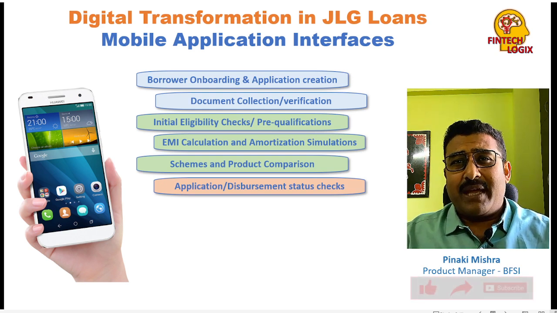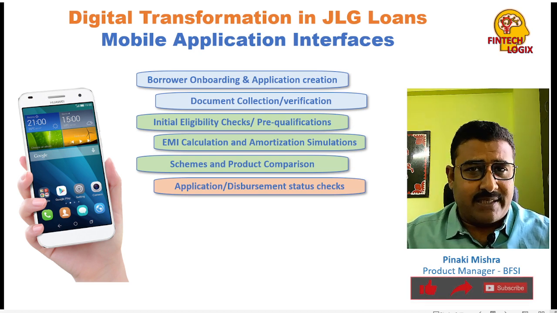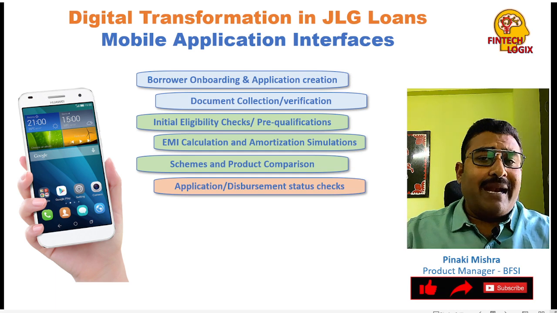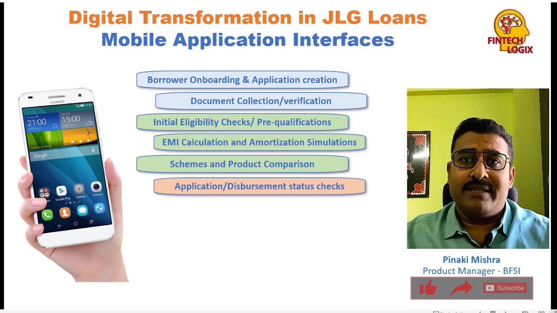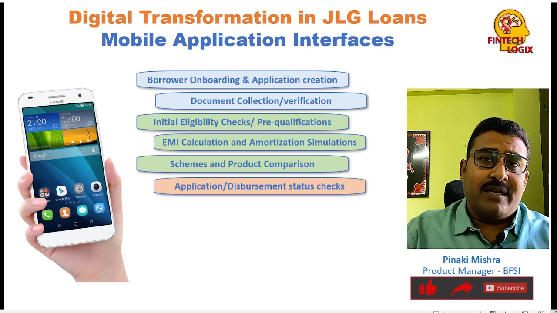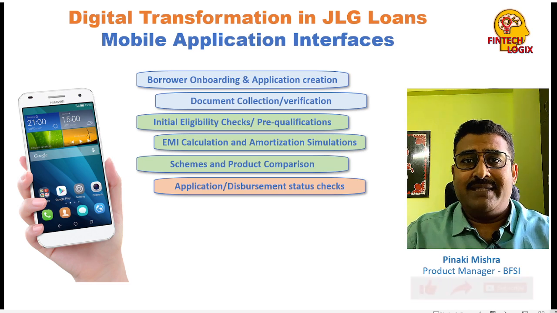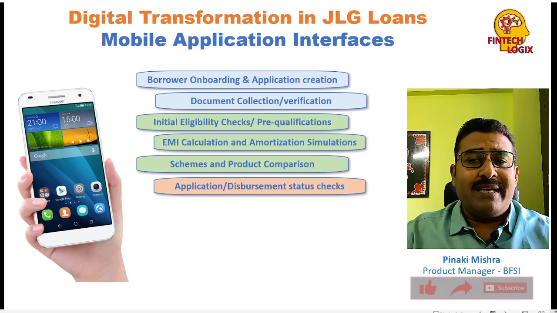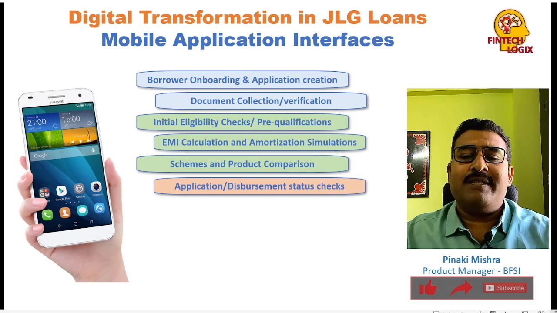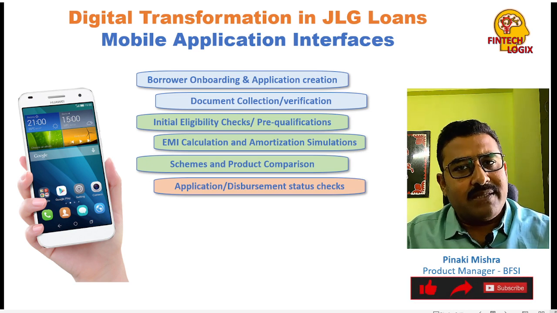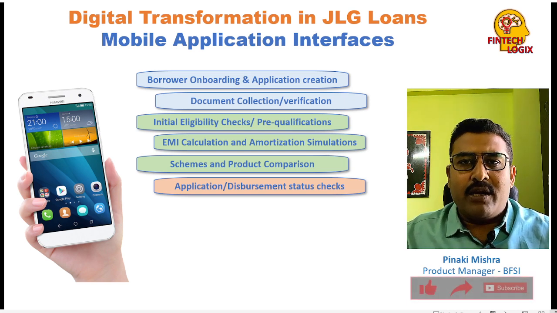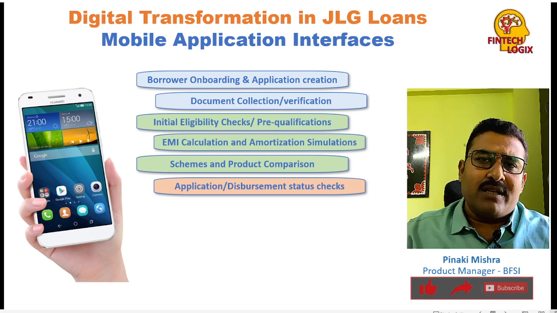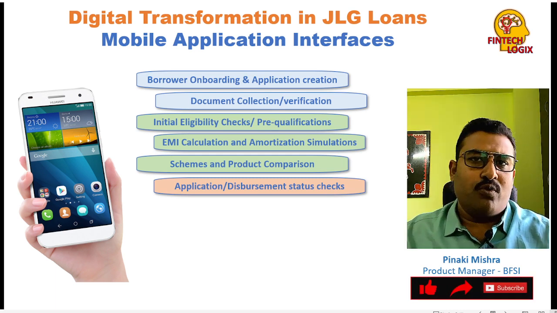The next one is application processing, application status check, disbursement status check, etc. Normally the lender would be at a centralized location, let's say a subdivision, and under a subdivision there are around 100-200 villages. Now the DSA does not always need to come back to the branch to check the application status. The application status would be reflected on the mobile app, and it can be communicated to borrowers also. So this increases customer satisfaction to a great extent.